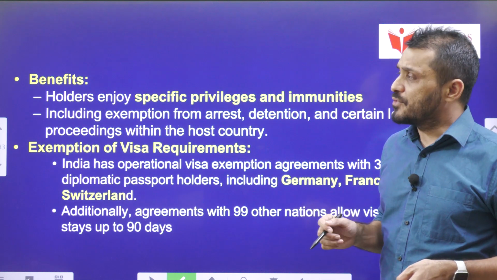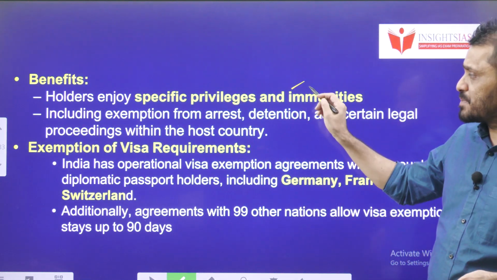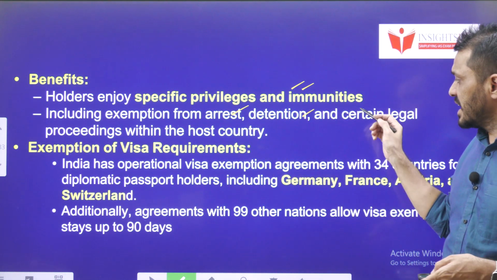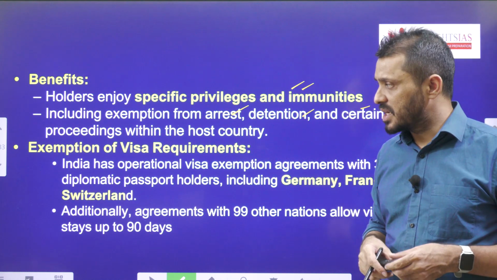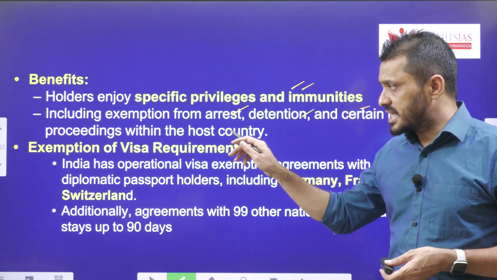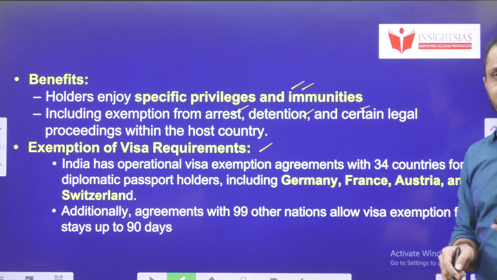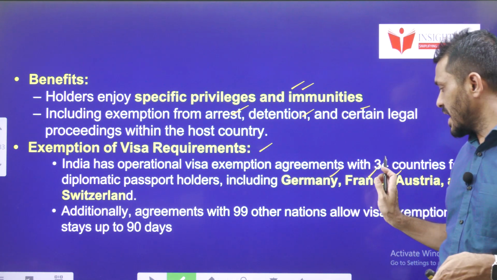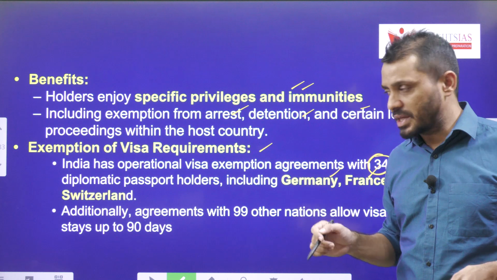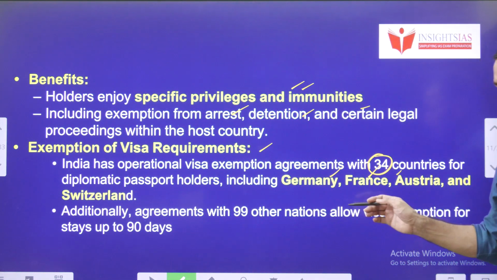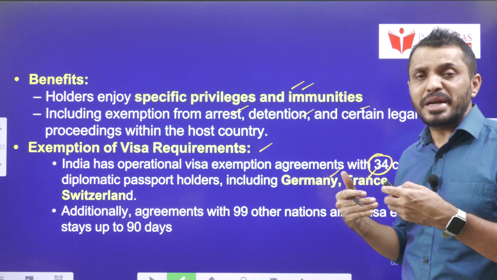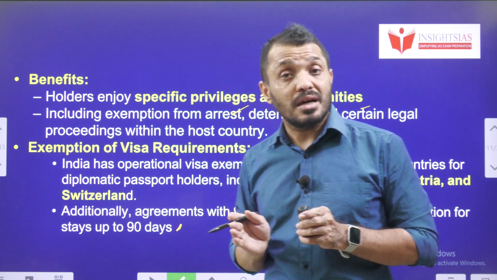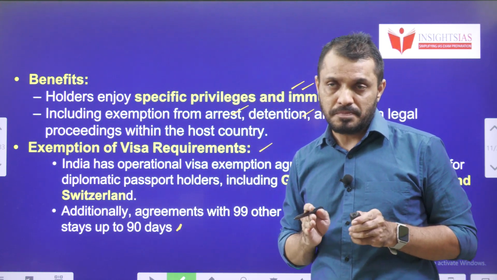passport. If you have a diplomatic passport, then obviously you will have specific privileges, like you will not be arrested in a foreign country and you will not be detained, and regarding certain legal proceedings you will have protections. Exemptions from visa requirement: a person with a diplomatic passport can go to the following countries like Germany, France, Austria, around 34 countries they can go without any visa, and additionally around 19 countries will allow diplomatic passport holders for 90 days without any visa. So these are the benefits related to diplomatic passports.